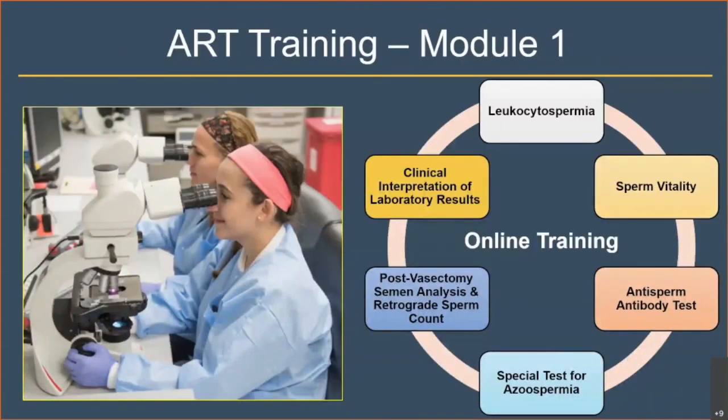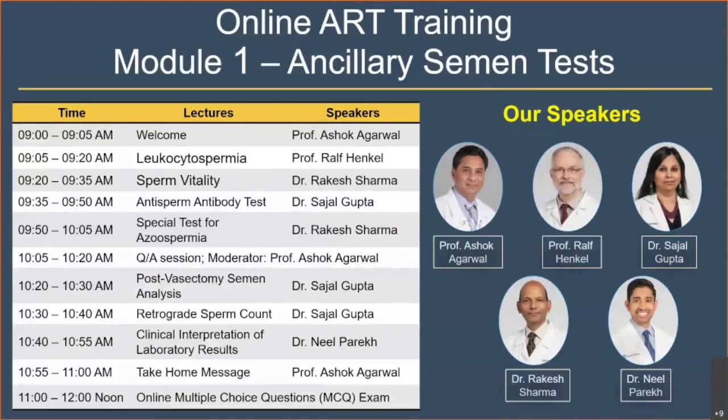So this is our program today in a diagram. As you can see, the last lecture is going to be by our clinician, who is going to put it all together to explain what these tests really mean to you. What shall we do with them? Our line of speakers today are my colleagues here and my good friend, Professor Ralph Henkel.